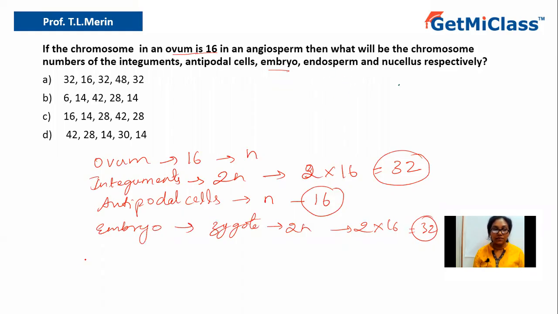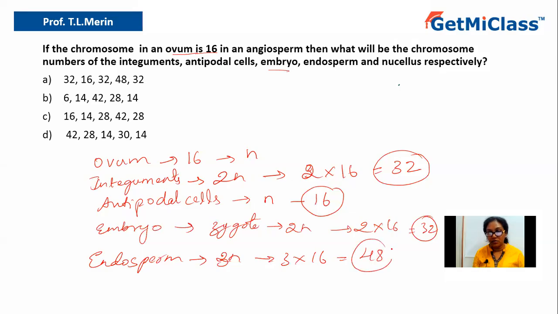Now, what about endosperm? Endosperm is triploid, we know that. Triploid means 3N. That is 2 polar nuclei and 1 male gamete. So you can say 3N, that is nothing but 3 into 16, and that will be 48. So this is 48.